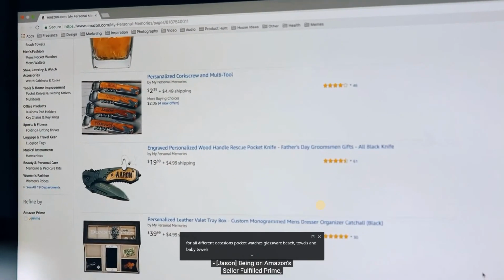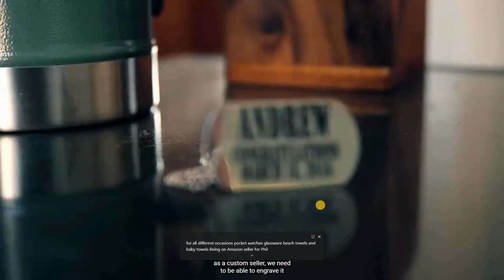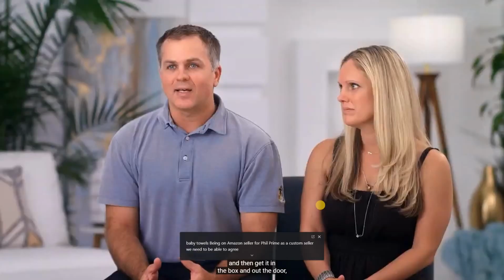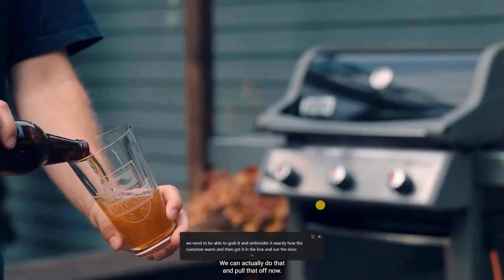Being on Amazon Seller Fulfilled Prime, as a custom seller, we need to be able to engrave it and embroider it exactly how the customer wants, and then get it in the box and out the door all within 3 to 4 hours. We can actually do that and pull that off now.